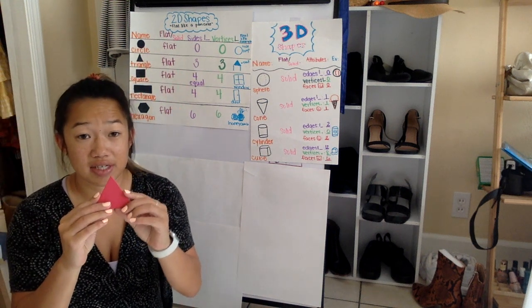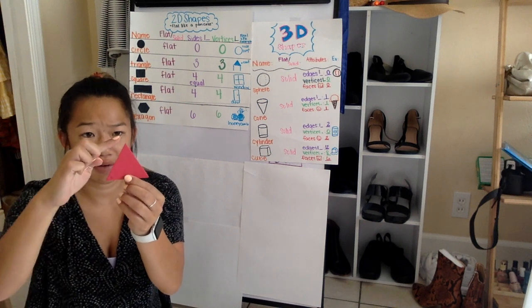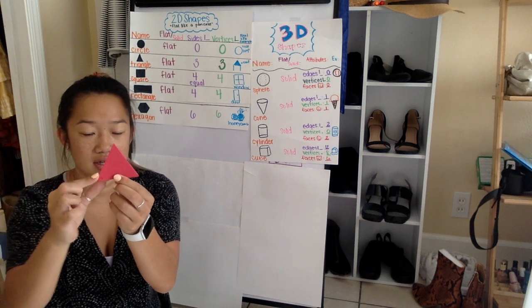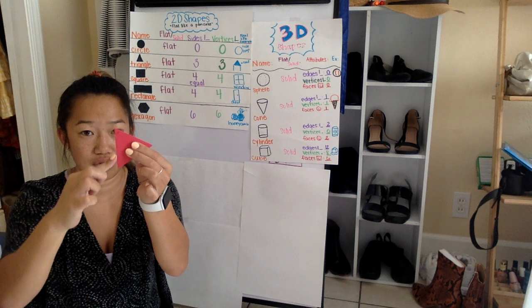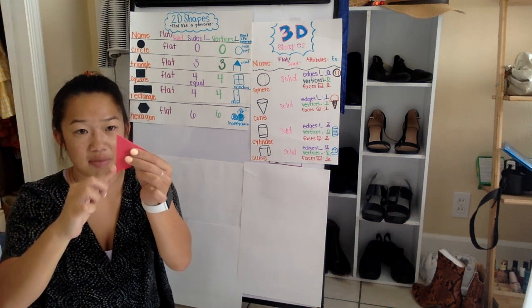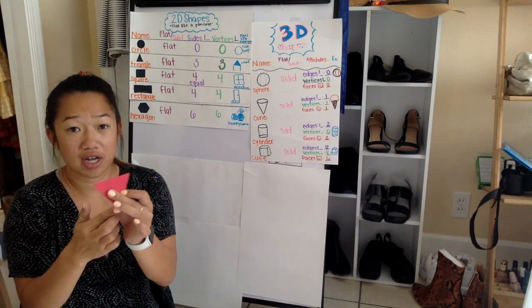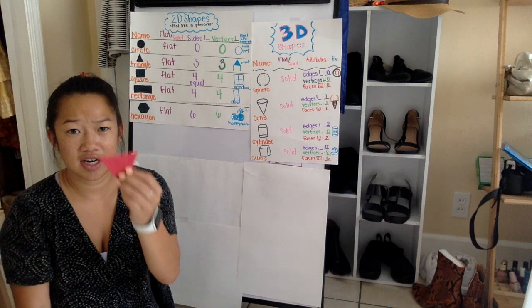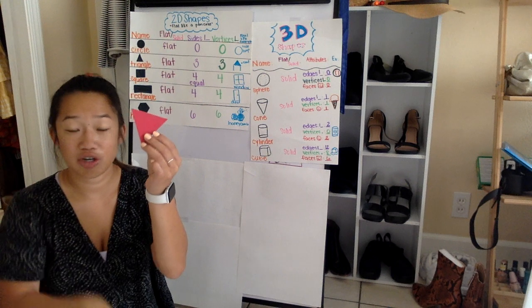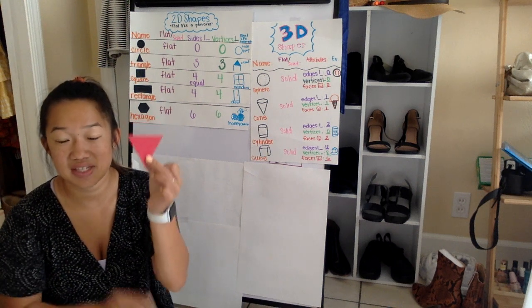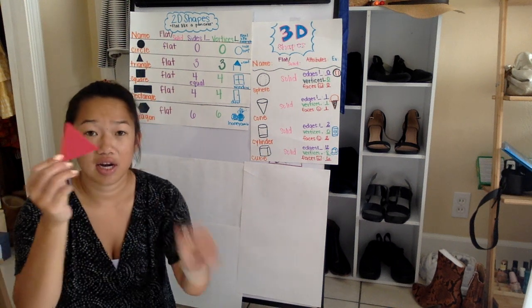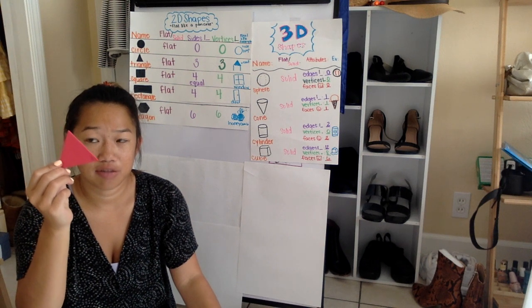Now we're going to think about our sides. Let's count them together. Ready? 1, I'm going to turn it, 2, 3. Remember, the sides are kind of the smooth, straight lines. So a triangle has, show me on your fingers, how many sides? 3. A triangle has 3 what? Sides. Nice work.